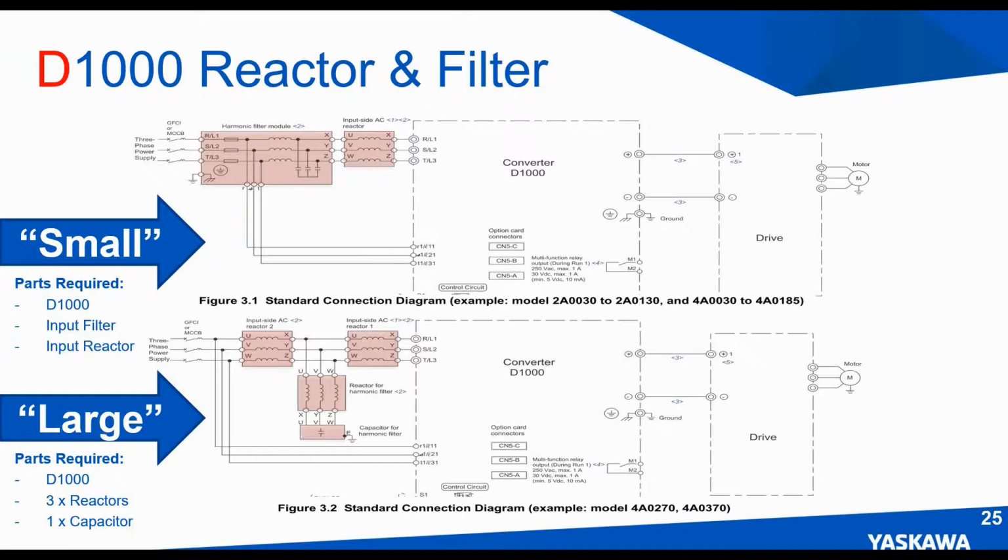The larger package splits out that filter into individual pieces, made of 3 reactors and a capacitor. So this filter circuit is split up into this reactor and this capacitor. So now we have basically components that make up the entire circuit. This small package up here on the top is used for essentially all D1000 packages, except for the largest 3 480 volt modules. The large package is used for the 300 and 400 horsepower 480 volt D1000 packages. If you notice here, we have phase detection circuits that go into the line.